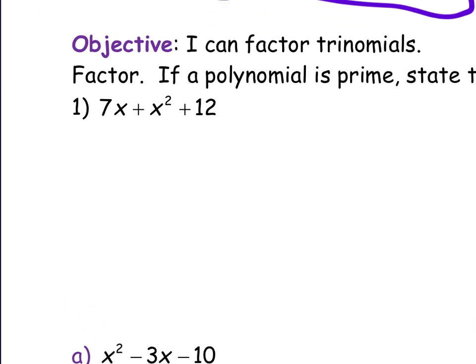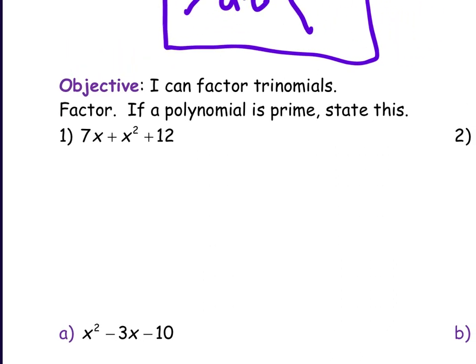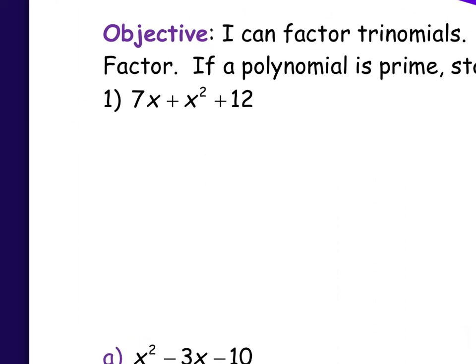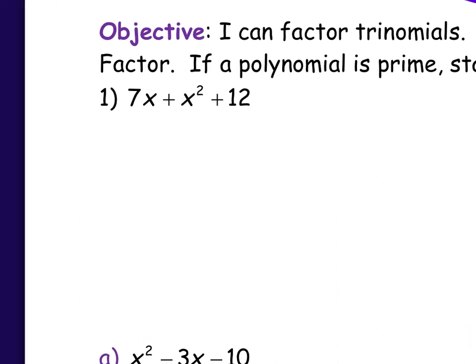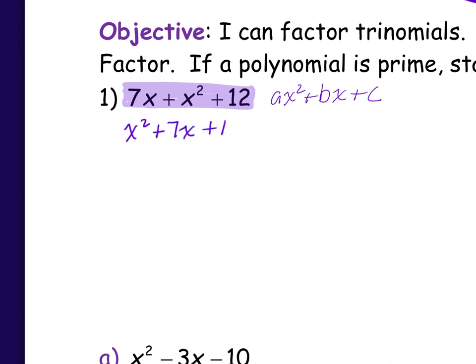So factor. If the polynomial is prime, which means it cannot be factored, we're just going to say it's prime. Most of these will be able to be factored. The first thing I need to talk about is whether it's in the correct form. The correct form is, if you remember from above, ax squared plus bx plus c. So this one is not in the correct form. I just need to rewrite it as x squared plus 7x plus 12. Hope everyone's okay with that.